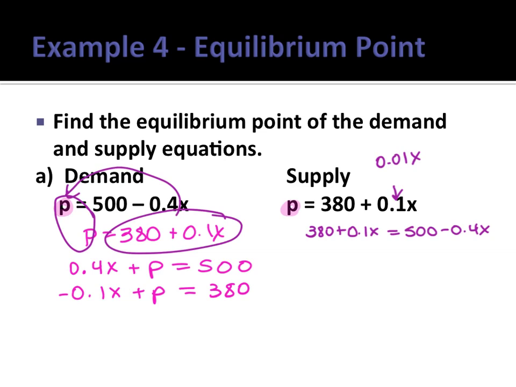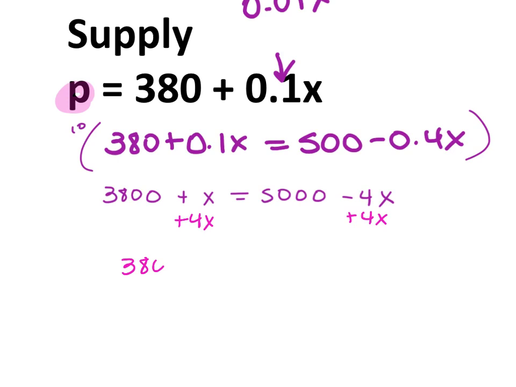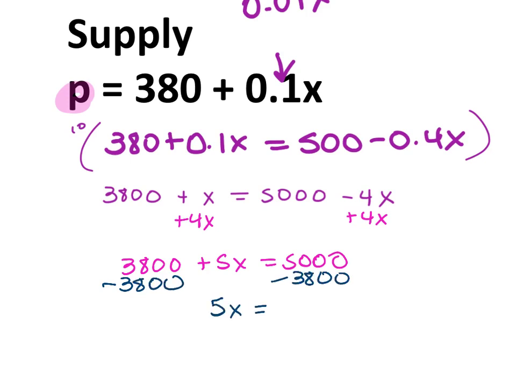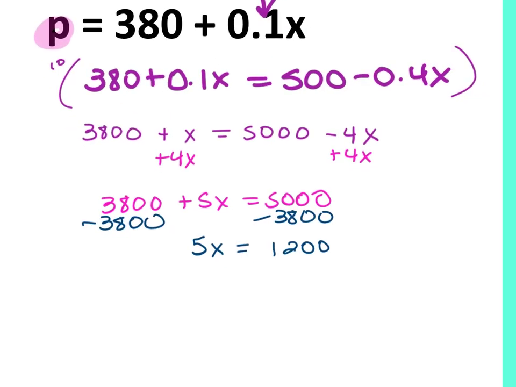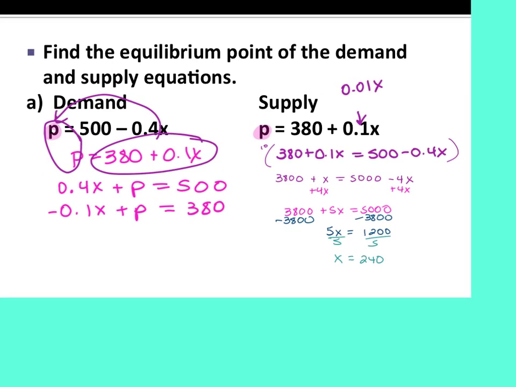So this one, if I wanted to get rid of the decimals, I could just multiply everything by 10. You have to remember to go across the equal signs. That's the other mistake people make. Now I can add the 4x. Solve for x. So x is your number of units. So the ideal amount is 240 units.